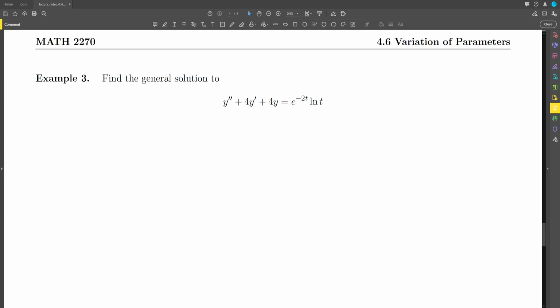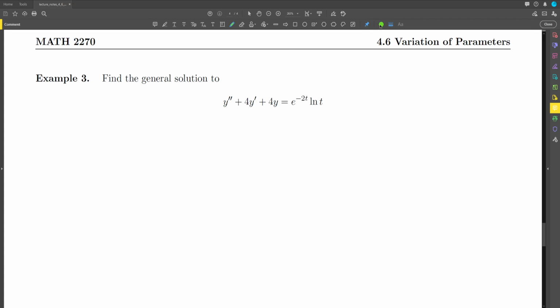In this example, we'll find the general solution to the differential equation y'' + 4y' + 4y = e^(-2t) ln t. So we're going to follow our steps for the method of variation of parameters.